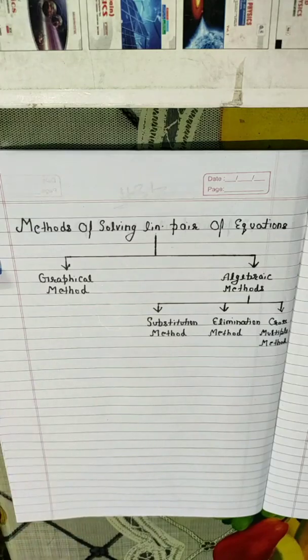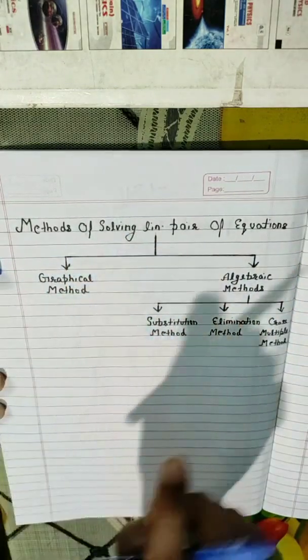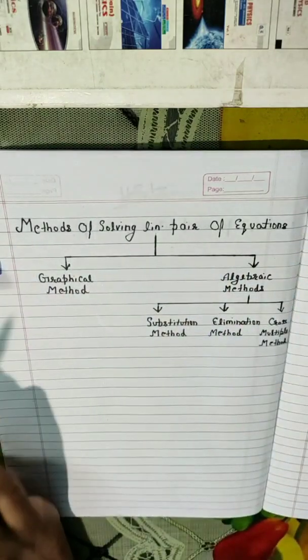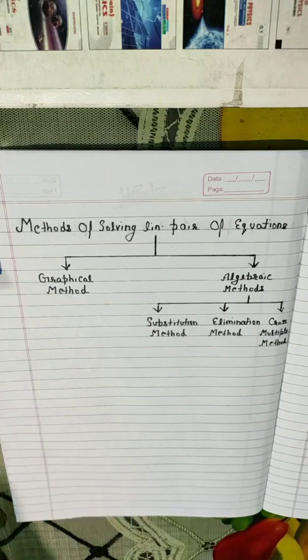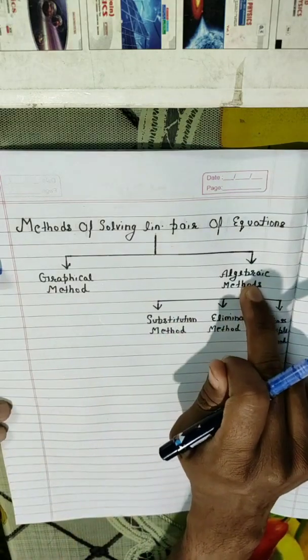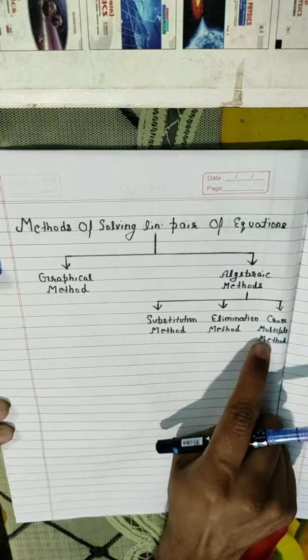There are basically two divisions of method: one is graphical method and second is algebraic methods. In graphical method, we draw the graphs of two lines and find their point of intersection. The coordinates of the point of intersection will give us the unique solution. And we have algebraic methods also. We will discuss three methods: substitution method, elimination method, and cross multiplication method.